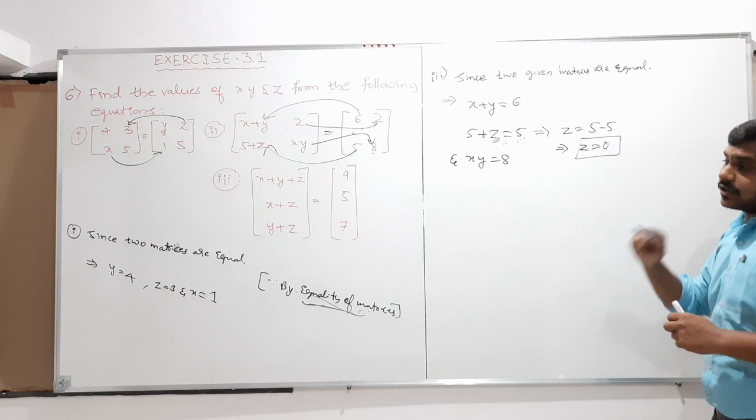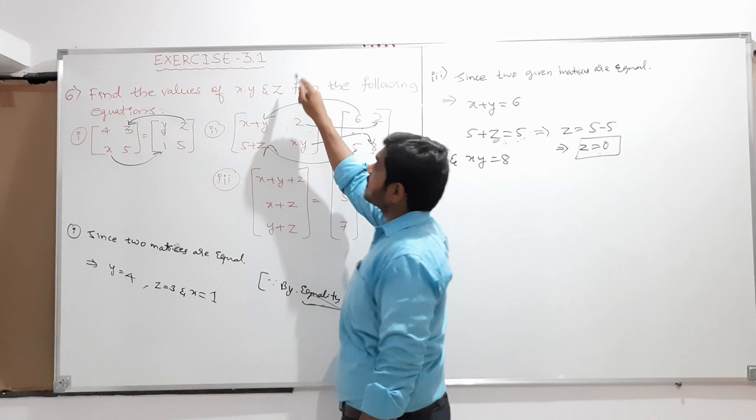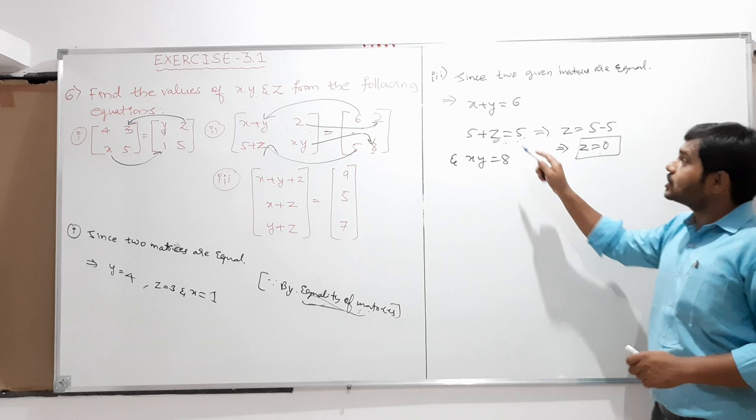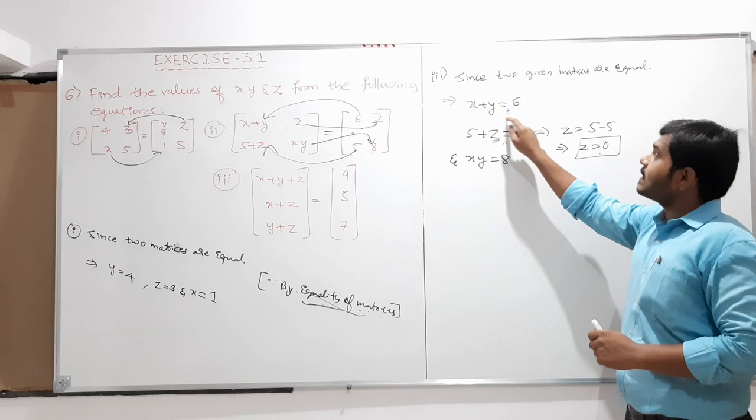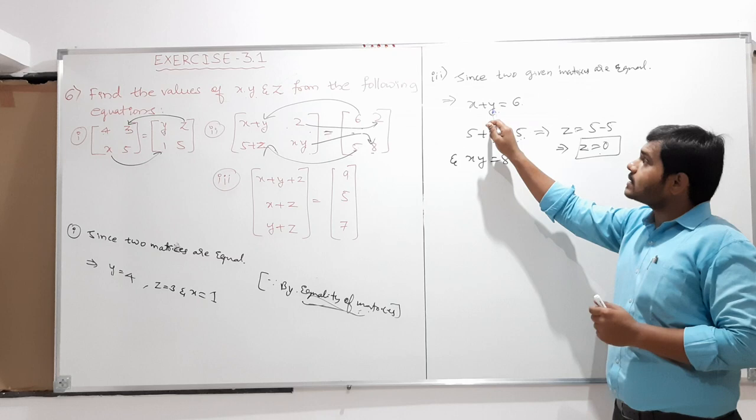They asked you to find x, y, z. First, I found out the value of z, so z is equal to 0. Next, my intention is to find the x and y values. But here x plus y is equal to 6. The y value I also don't know, the x value I also don't know. If I know any one among these, then I can easily calculate the remaining, but I don't know both values, x and y.